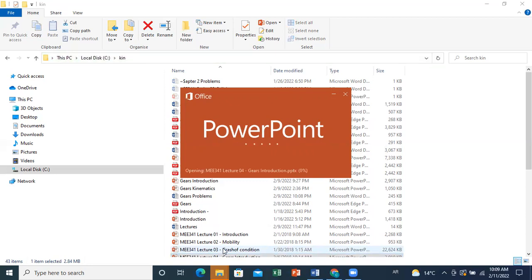Now in this part, which is gears introduction, we'll just introduce what are the types of gears, what are the main driving relations that can be used to relate angular velocity of gears, etc.